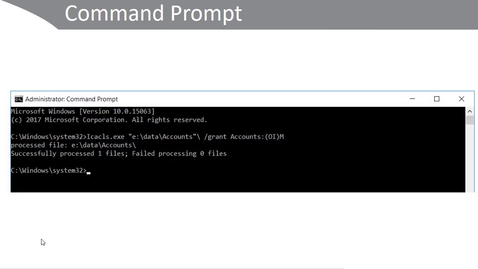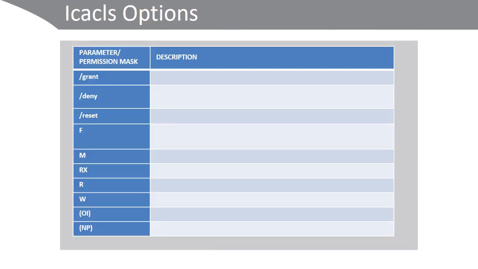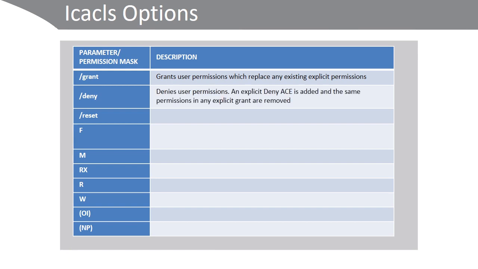From the command prompt, you use the icacls command. There are a number of parameters. /grant grants user permissions, which replace any existing explicit permissions. I'll talk about explicit and implicit shortly. /deny denies user permissions. An explicit deny access control entry is added, and the same permission in any explicit grant are removed.